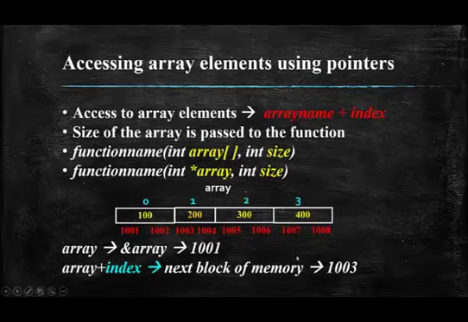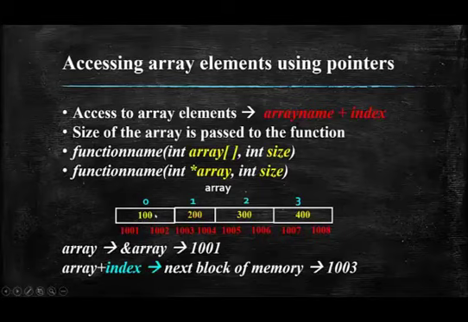So we'll be using a for loop in order to access each and every element in the array with the help of the index value. Initially we'll have the index value as 0. So array plus index: the array has the value 1001, and with the index value equal to 0, the memory block will remain at the address of the first element, that is 1001. So you are trying to access the first element that is present inside the array, that is 100.